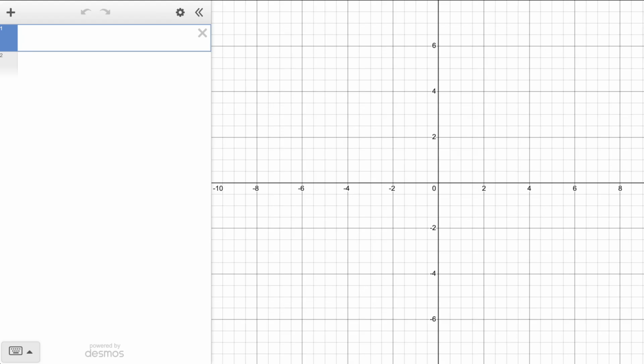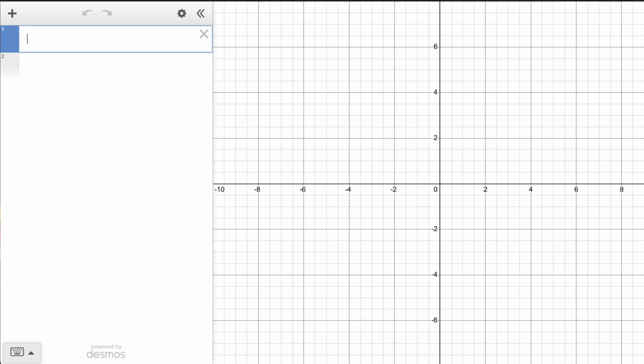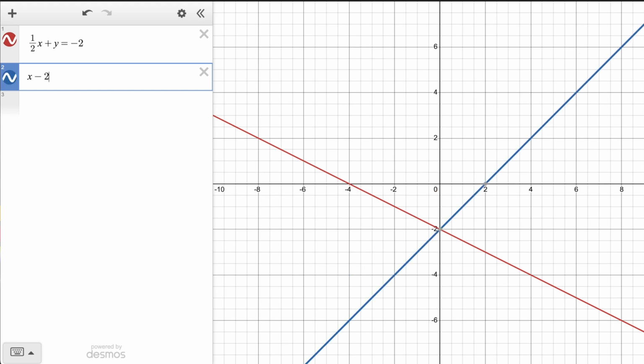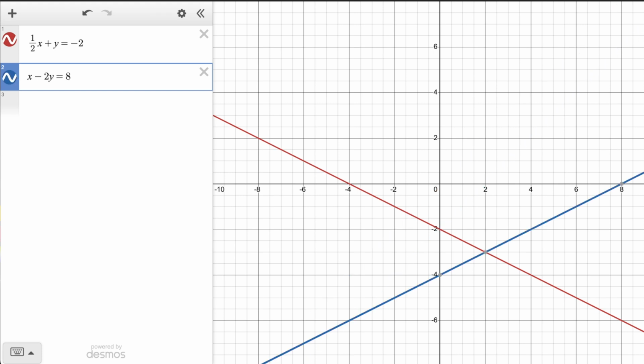Let's actually check this answer using Desmos. The first equation was 1/2 x plus y is equal to negative 2. And the second equation was x minus 2y is equal to 8. So we can simply type those in and then come over to the graphs and hover over where they seem to intersect, and we can see that the intersection point is (2, negative 3), which is what we found algebraically.